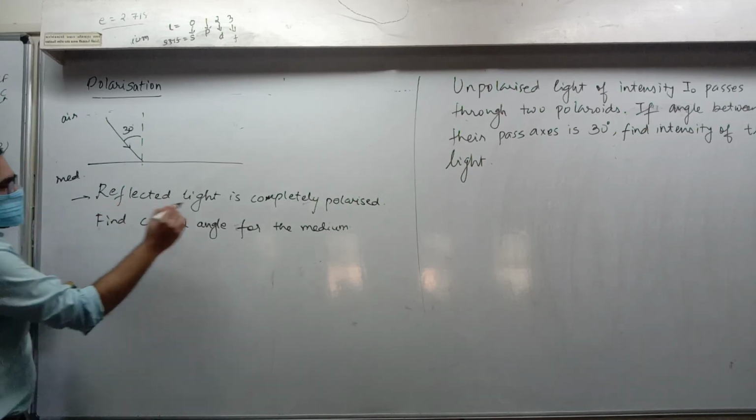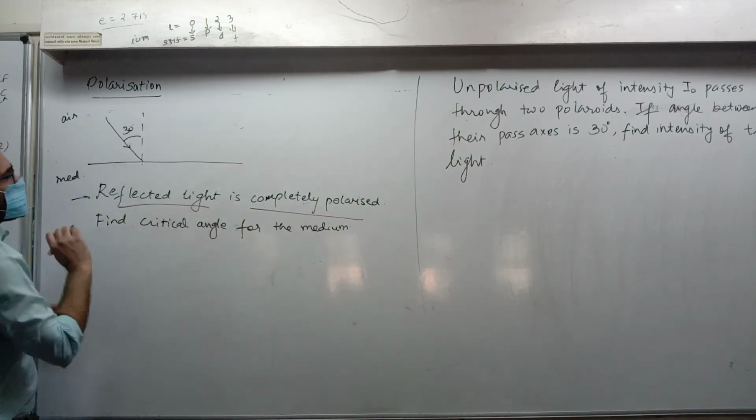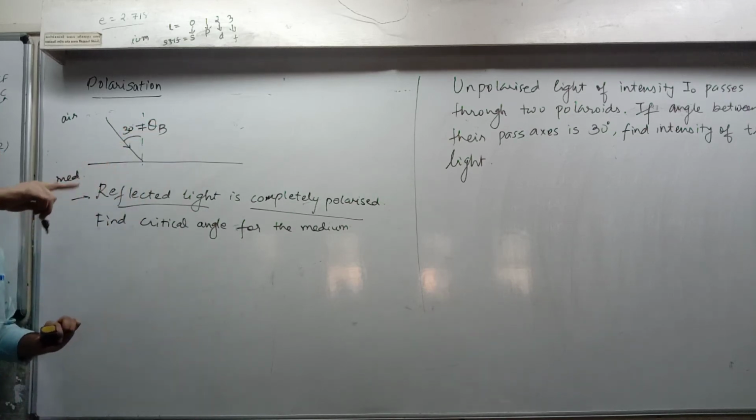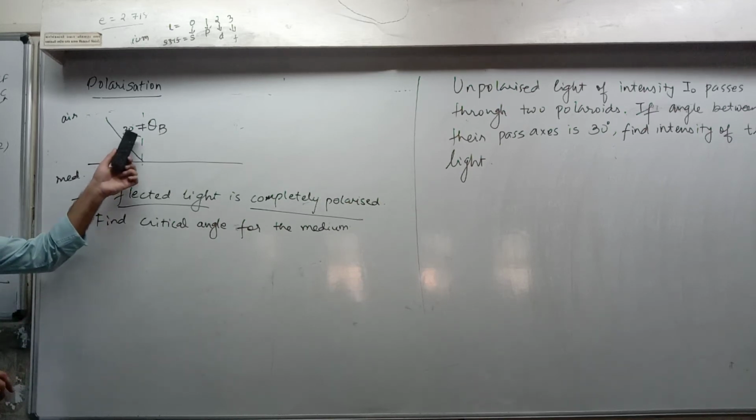Just relate the thing. Completely polarized reflected light means this angle is Brewster's angle. Do you agree with that? Read the sentence, Brewster's law. What was it? When this angle is 90, the light is completely polarized, and in such case the angle is called, which angle? Brewster's angle. Right? So this is Brewster's angle.